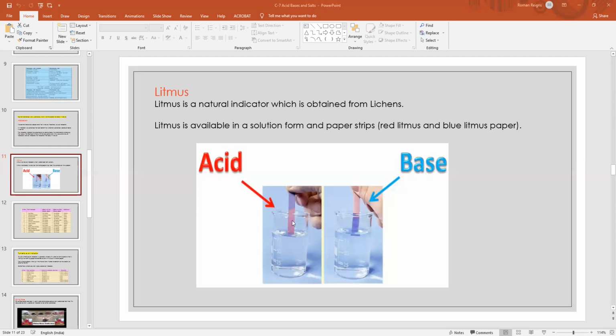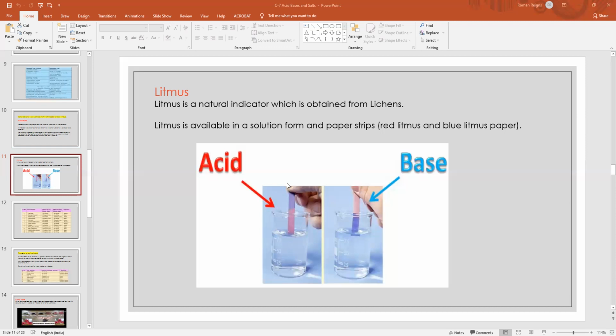So the overall conclusion here is that red litmus paper turns blue with a base, whereas blue litmus paper turns red with an acid. This is the first natural indicator.